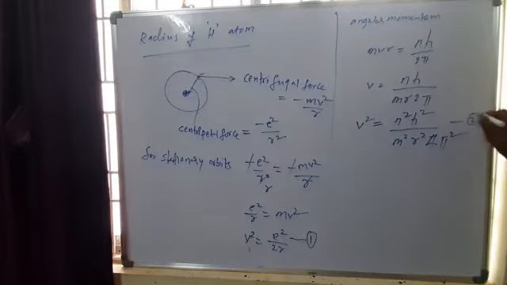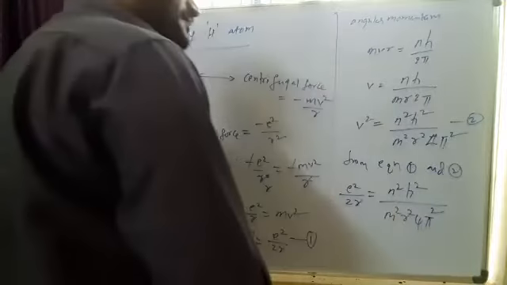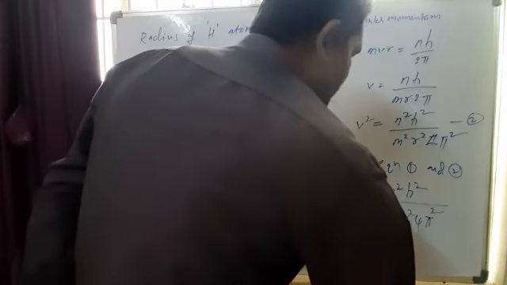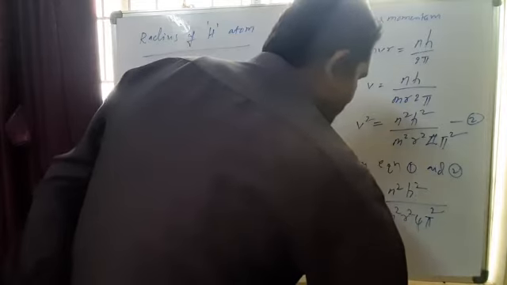This is equation 2. So if you equate both equations, from equation 1 and 2, here e square by 2r equals n square h square by m square r square 4 pi square. If you simplify this, you will get radius equal to n square h square by 4 pi square me square. This is the radius of the nth orbit.